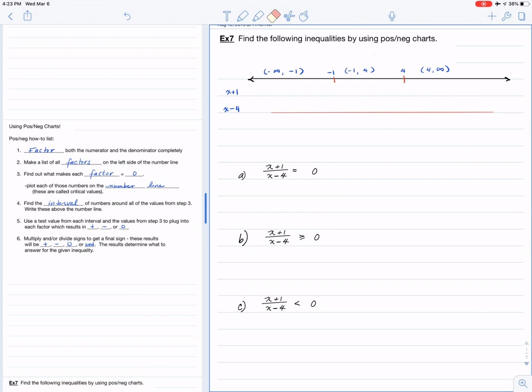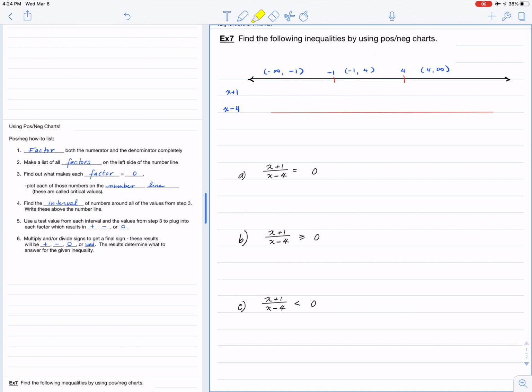Now, step number 5 in your how-to list says that you should use a test value from each interval and the values from step number 3 to plug into each factor. And I'm going to get out a positive, a negative, or a 0. Okay, here's what this means. So pick a number out of my first interval, any number you want. You can pick negative 2, you can pick negative 200, you can pick negative 5 million. Pick any number you want to, as long as it is in that interval.